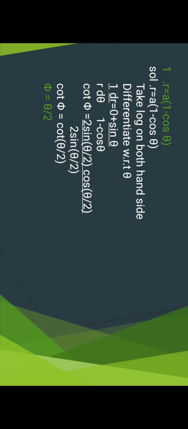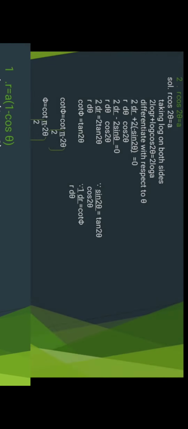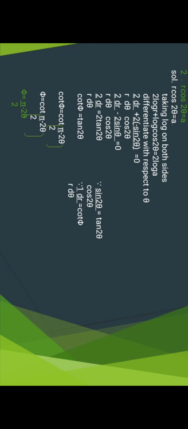In a similar manner, we are going to solve another problem. Problem number 2: r cos 2 theta = a. First we write the question as it is given. Taking log on both sides, we get 2 log r + log cos 2 theta = 2 log a. Now differentiating with respect to theta, we get 2/r dr/d theta, as 2 was already multiplied with it, plus differentiation of log cos 2 theta, which is 2 times minus sin 2 theta by cos 2 theta, and differentiation of 2 log a is 0 as it is a constant. Simplified, this is 2/r dr/d theta - 2 sin 2 theta/cos 2 theta = 0.